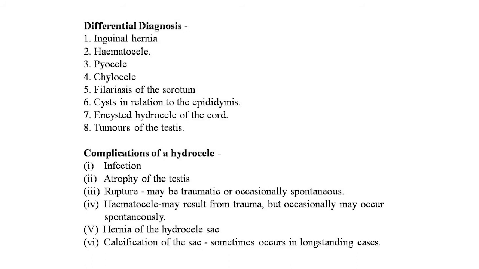Now the complications of vaginal hydroceles are infection, atrophy of the testes, and rupture, which may be traumatic or occasionally spontaneous. Hematocele may result from trauma but occasionally may occur spontaneously. Hernia of the hydrocele sac occurs only in long-standing cases. The sac herniates through the dartos muscle due to the tension of the fluid. The next complication of the vaginal hydrocele is calcification of the sac, which sometimes occurs in long-standing cases.